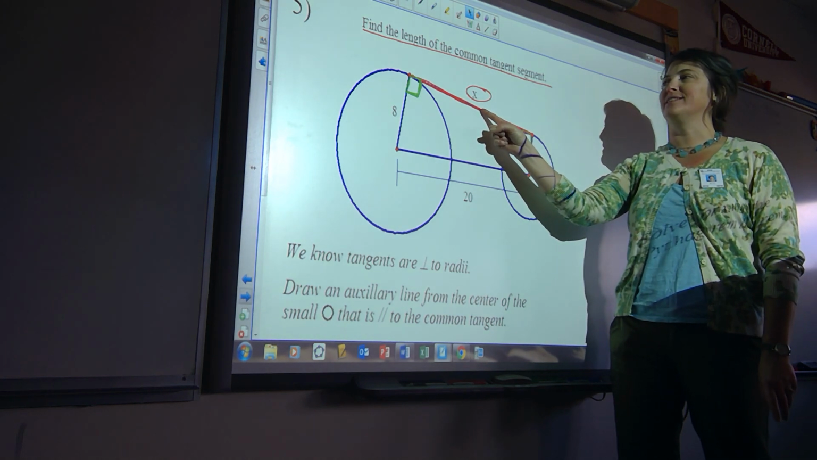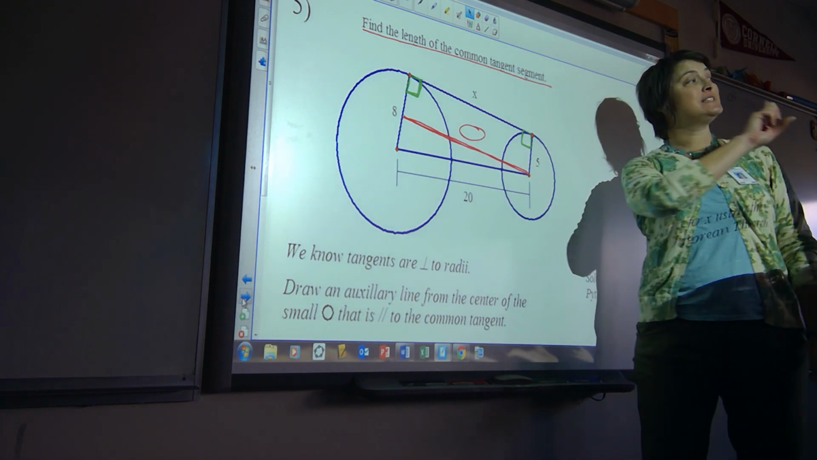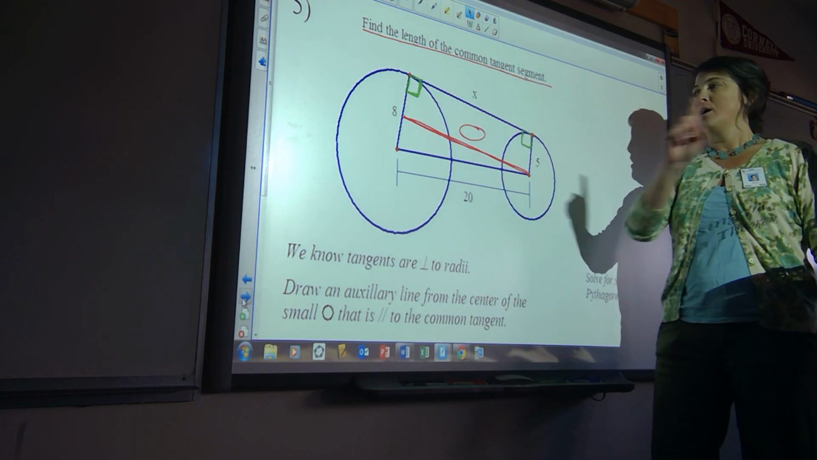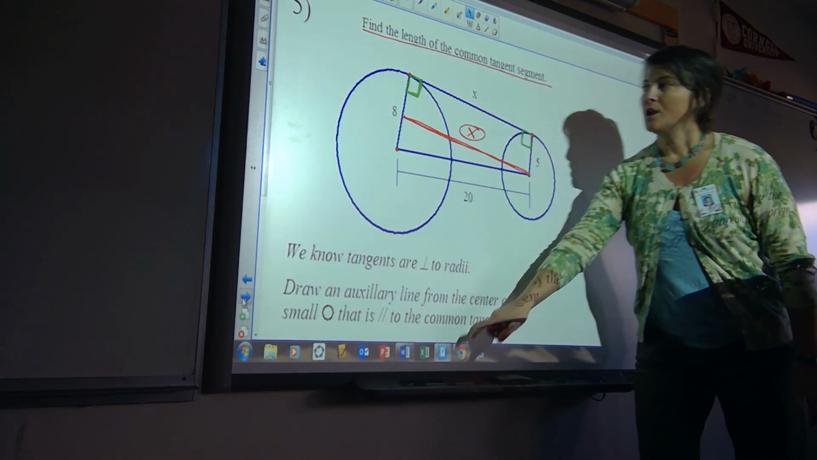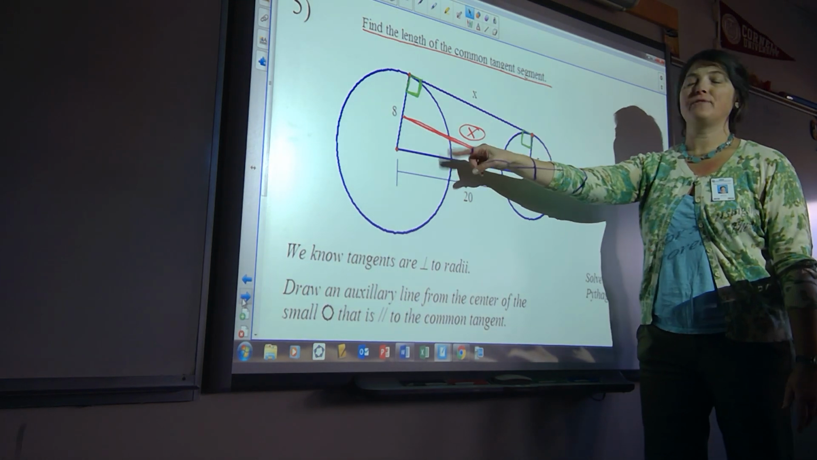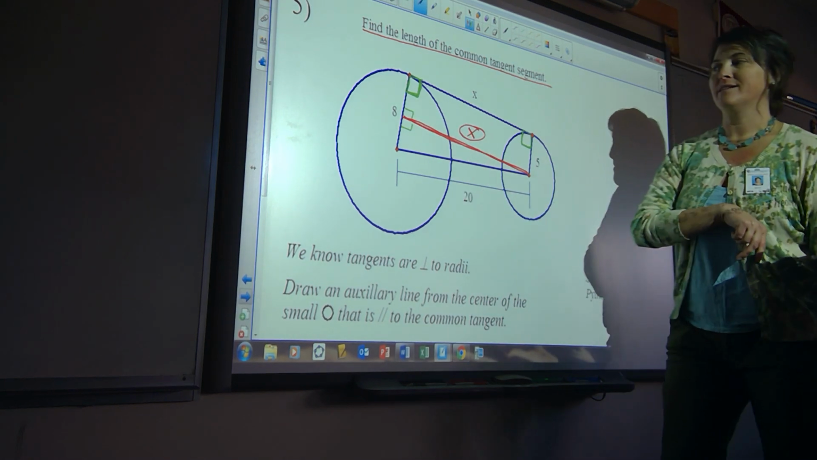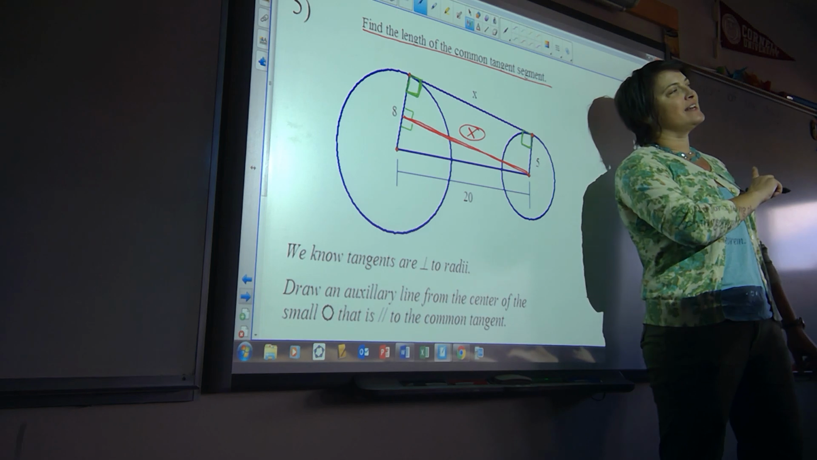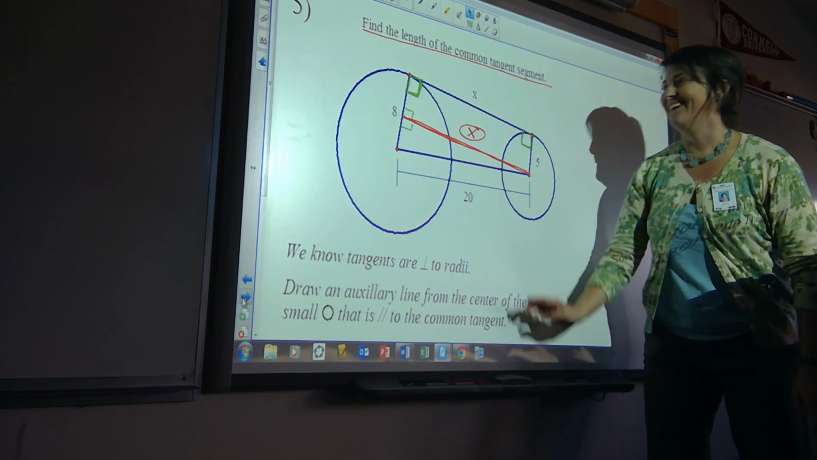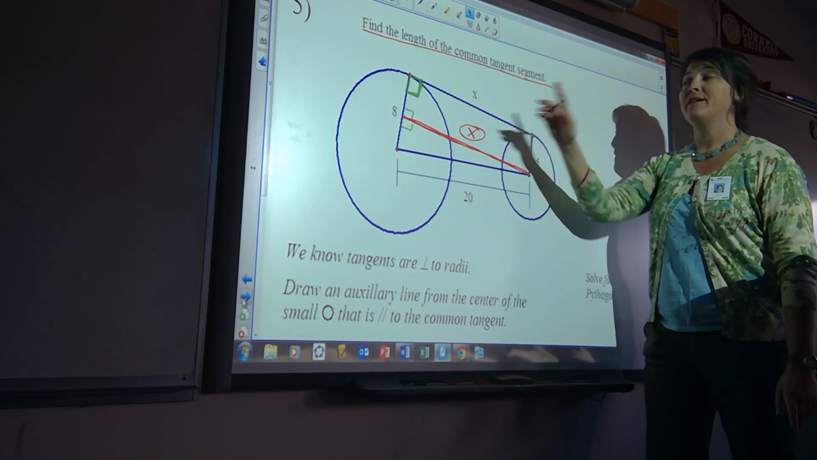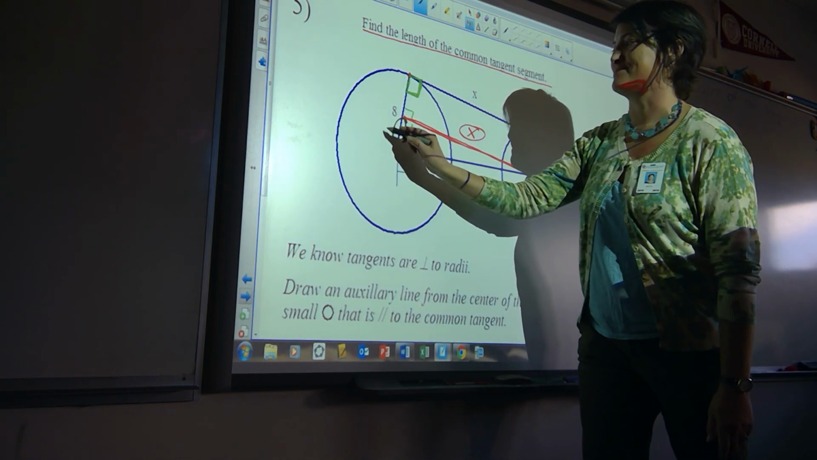So what if I took this red line and I slid it down? I maintained my 90-degree angles. It's magic. This is an X, right? I now have a rectangle and I have a right triangle. This is still a 90 degree, this is still a 90 degree. How far did I slide it down? 5 units. I slid it down 5, but I have 3 left. So we have 3 here.